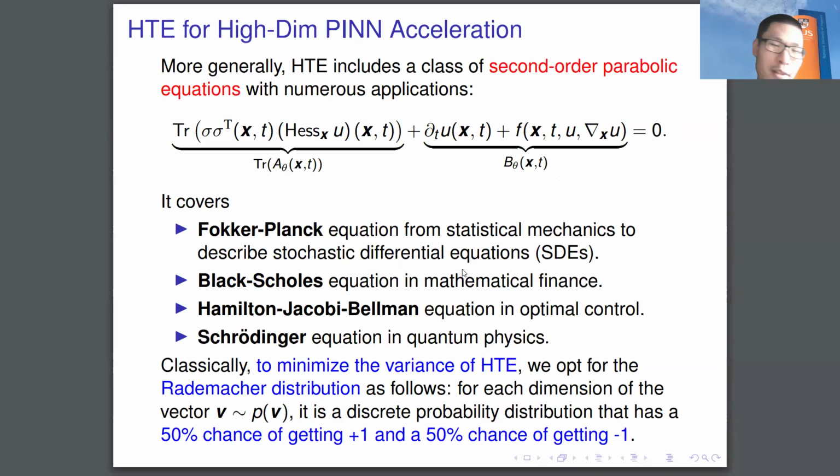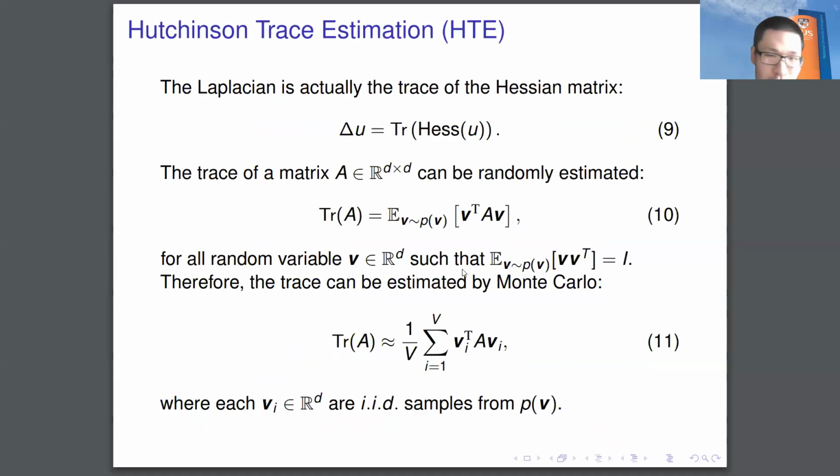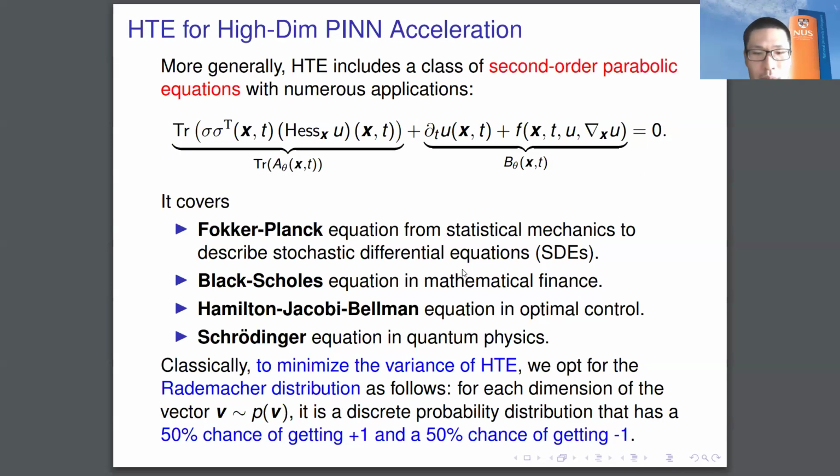So I just want to talk about the choice of V. I mentioned that Hutchinson trace estimation works with any V if the expectation of V times V transpose is the identity matrix, so there are actually numerous choices. In the classical mathematical setting, to minimize the variance of Hutchinson trace estimation, we usually opt for the Rademacher distribution. For each dimension of the vector V, it is a discrete probability distribution that takes -1 and +1 with half-half probability. This is called the Rademacher distribution.